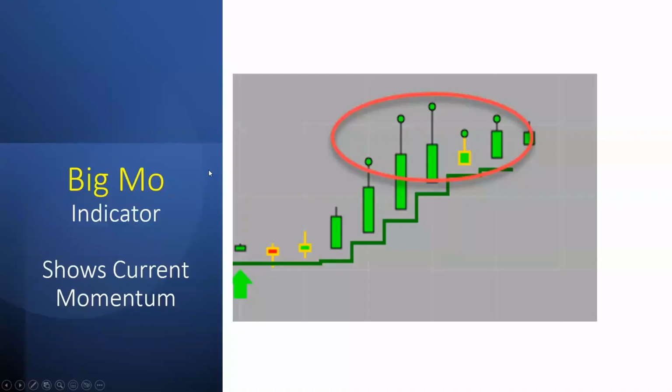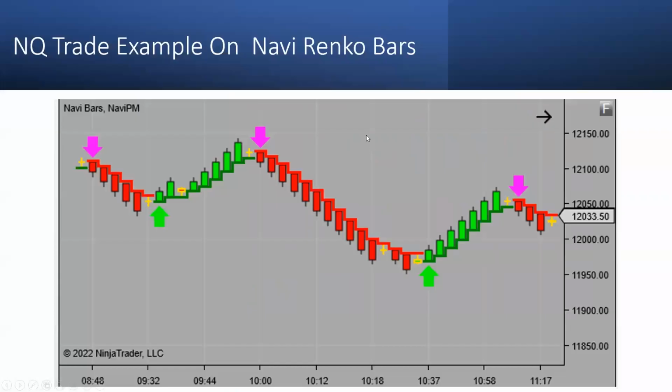All right, so another indicator we have is called the Big Mo indicator. It shows current momentum. In general, markets are going to move in the direction of current momentum. Now, you are going to get momentum and certain pullbacks, but these momentum indicators will give you a very good read on likely direction. So here's an example of a NASDAQ chart where we had a magenta arrow followed by a green. You can see the arrows, magenta for short, green for long positions.